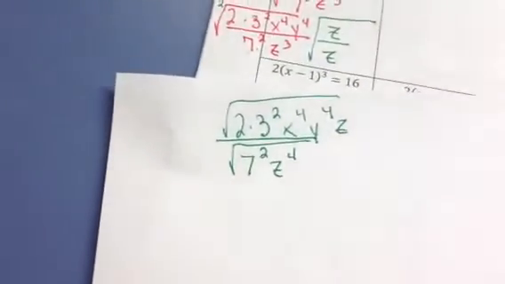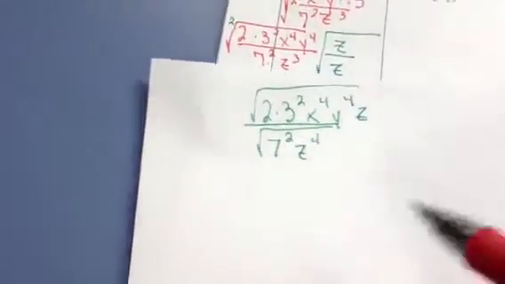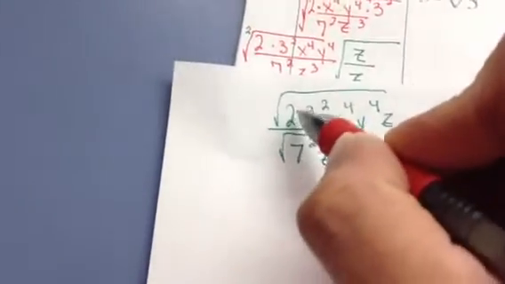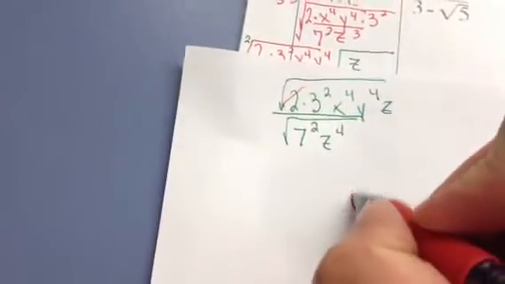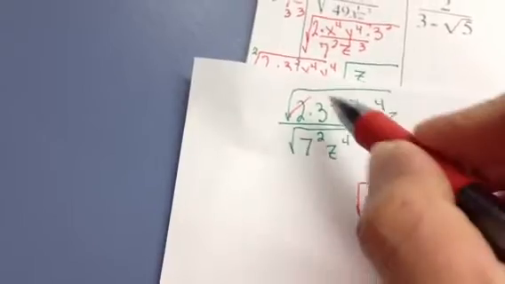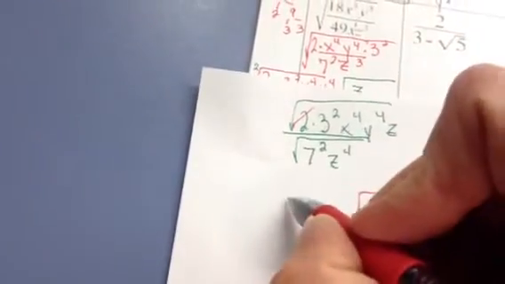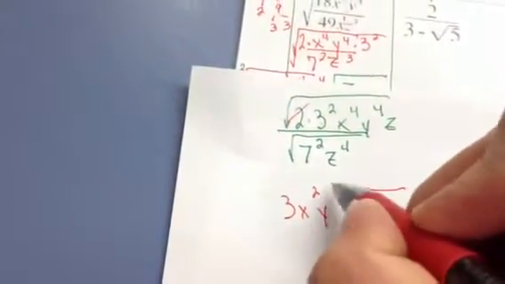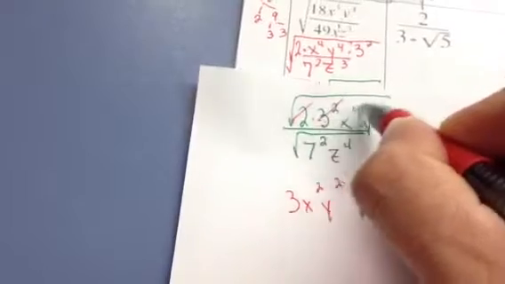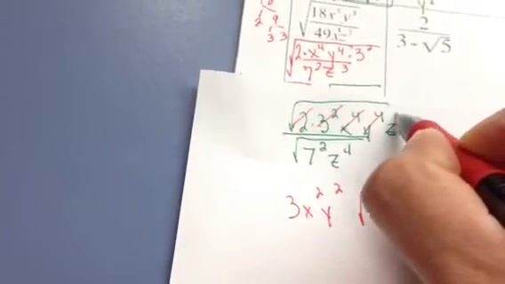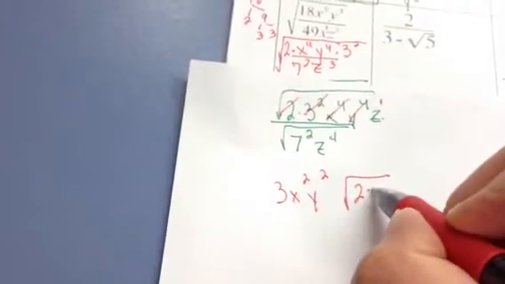And now I want to take out the perfect stuff. I'm not going to make the perfect and not perfect on this one. I'm just going to take out the perfect stuff. So 2 is not perfect, it's going to stay in there. 3 is perfect, it comes out. X to the 4th is perfect, it comes out as x squared. Y to the 4th is perfect, it comes out. So these all came out. And the z is not perfect. There's not enough in there, so it's going to stay in there.